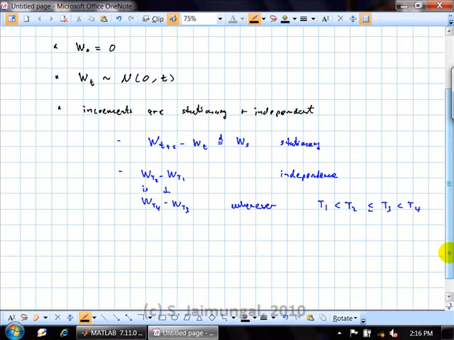And then there was a final one. Does anyone remember what that final property happened to be? Continuous paths. Paths are continuous.